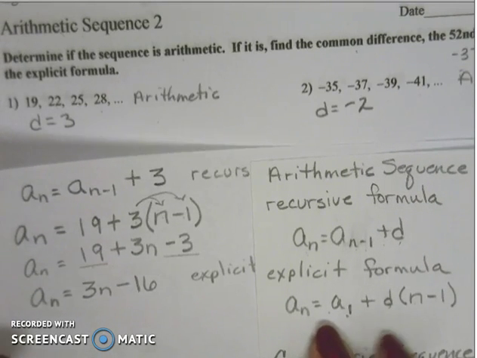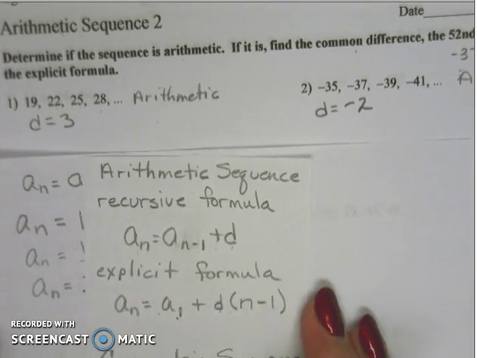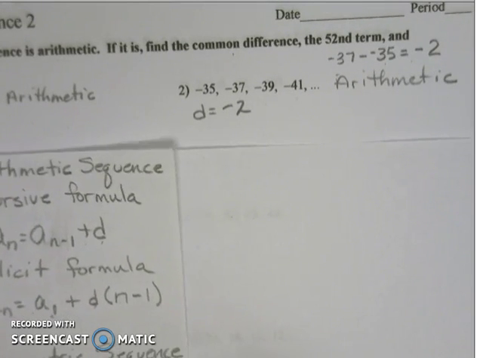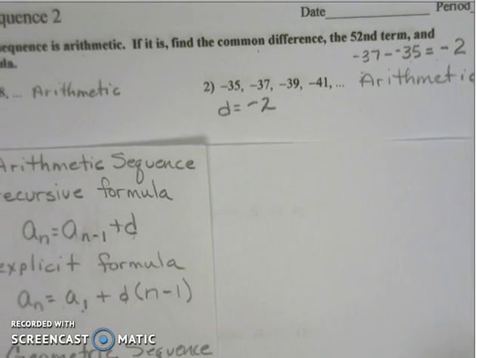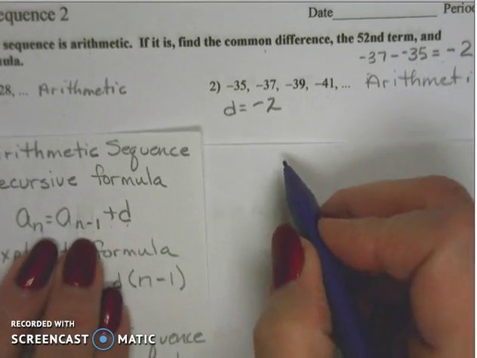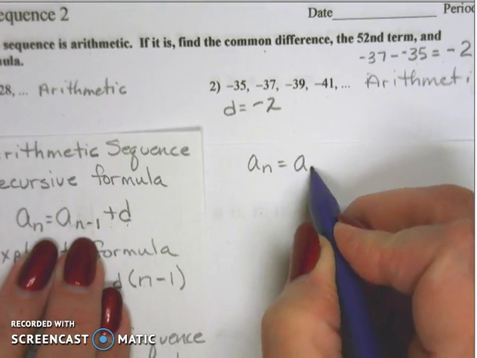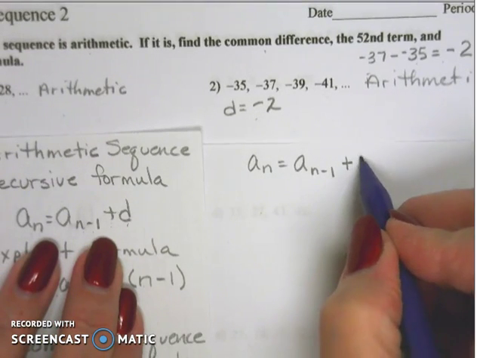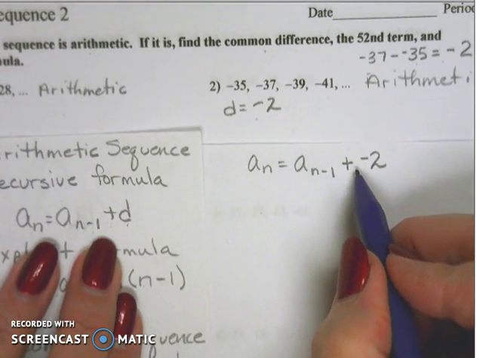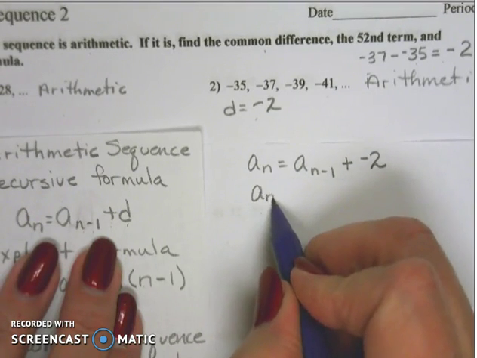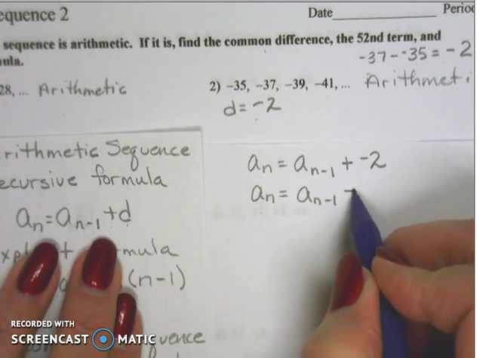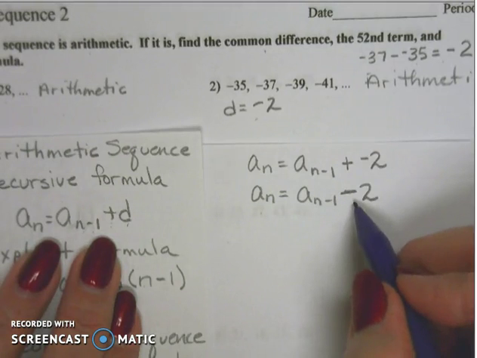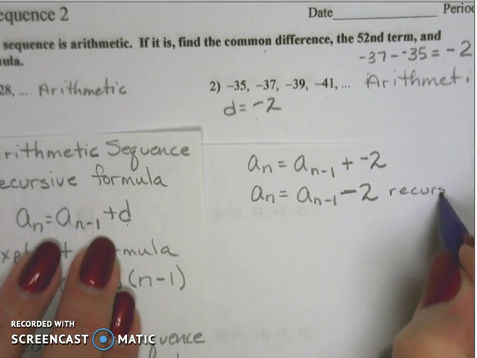I'm going to do this again with problem number 2 over here. So I'm going to slide this over so we can see it better. There we go. For the recursive formula, it says a sub n equals a sub n minus 1 plus my d. What was my d here? Negative 2, so I can put plus a negative 2. We don't normally use two symbols together like that, so frequently you will see this rewritten with a single symbol between the two, a minus. Instead of plus and negative, you'll see minus. This is your recursive formula.